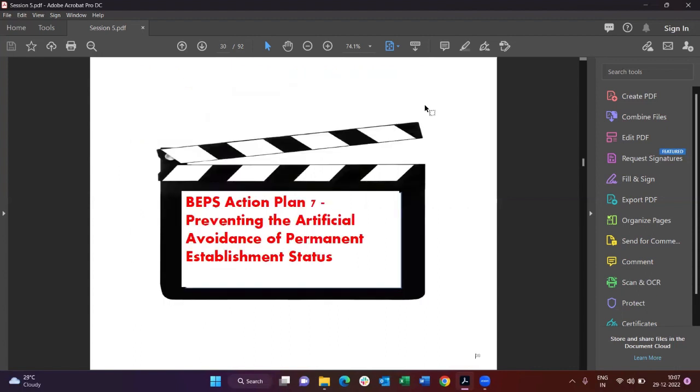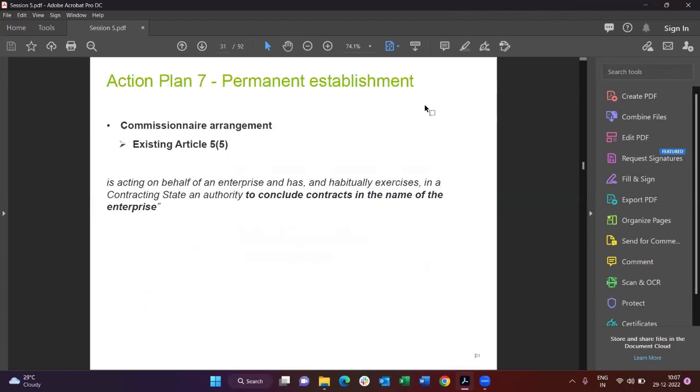Next is preventing the artificial avoidance of PE status. As we all know, business profits are taxable only when there is a PE in that corresponding state. So many MNEs were avoiding this PE status and were not becoming liable to tax. Even there was a commissionaire arrangement where there was a dependent agent and the agent was carrying out all the work. He was only getting the customers and getting the contracts executed, but it was in the name of the enterprise, in the name of the principal. So that wasn't considered as PE earlier, but nowadays it has come into the definition of PE.